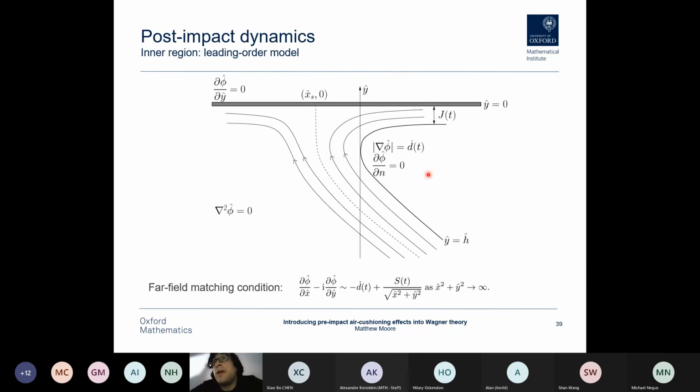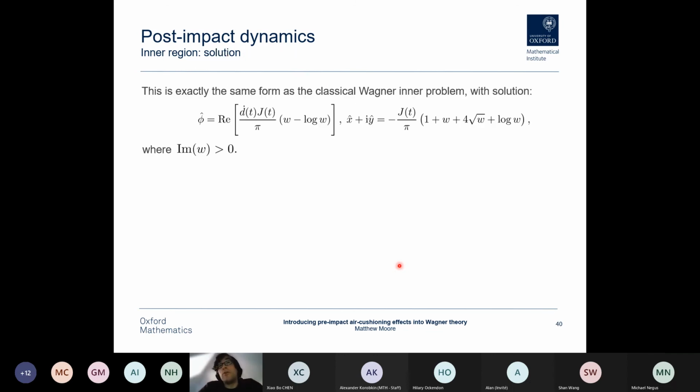So under those scalings, the local problem looks like this. This is a quasi-steady problem where you have Helmholtz flow, where there's a dividing streamline in the problem with liquid on this side getting forced off into the splash jet, while the rest goes back into the bulk of the liquid. And this is a picture that should be familiar to anyone who's looked at Wagner theory before, because it's exactly the same as Wagner theory. The only difference will come in this matching condition at infinity, where S of t will now depend on the pre-impact dynamics. But that's a matching condition, so the actual solution gives you exactly the same form.